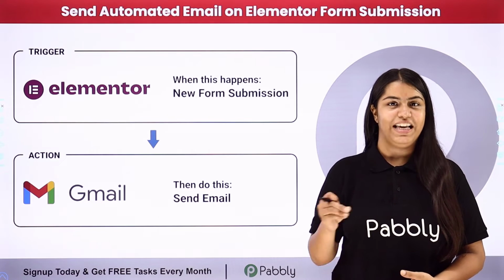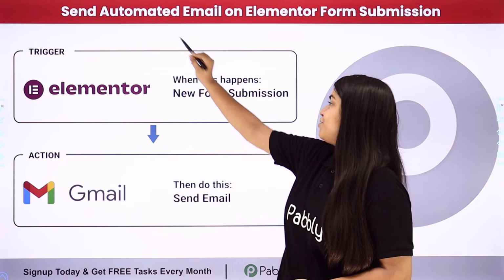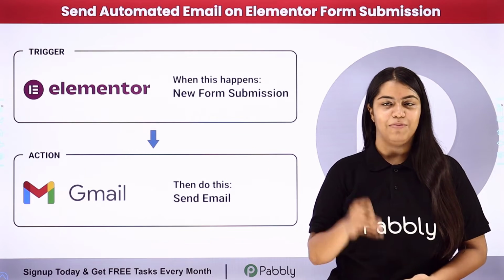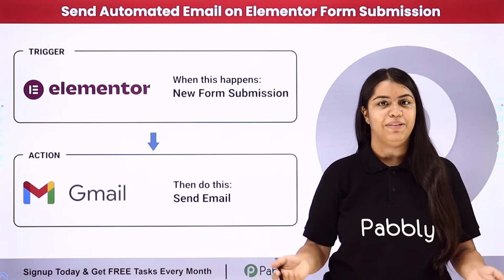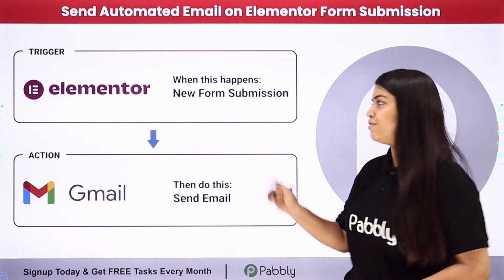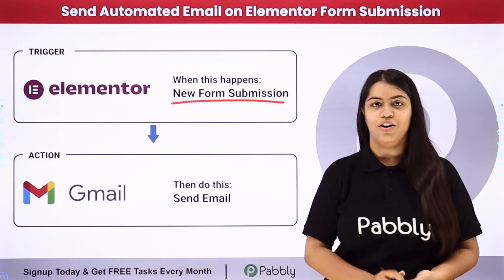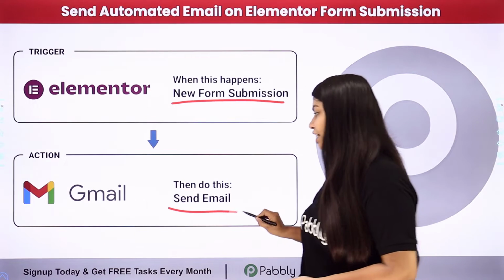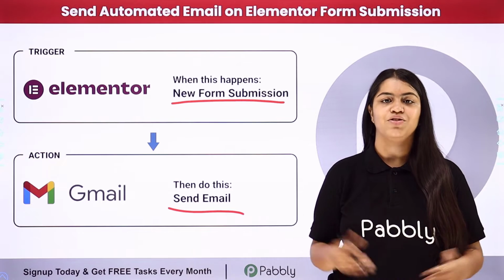The title of our today's video is how to send automated email on Elementor form submission. So I'm running a business and I'm using Elementor as my form builder application. And I wish that as soon as a new form is submitted in my Elementor, automatically with the help of that details, a mail should be sent to that lead so that I don't lose a connection of my lead.